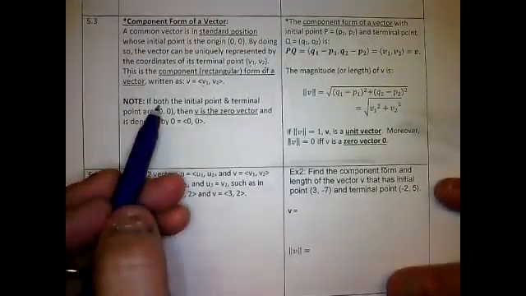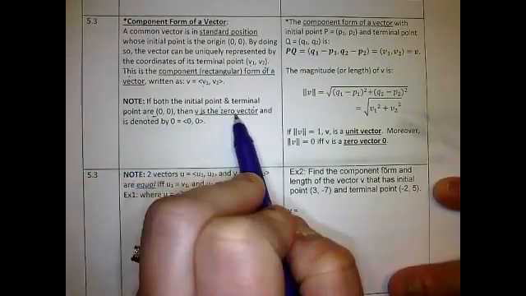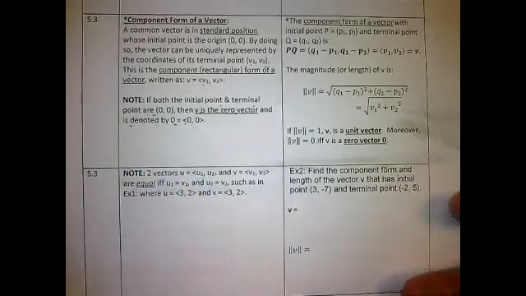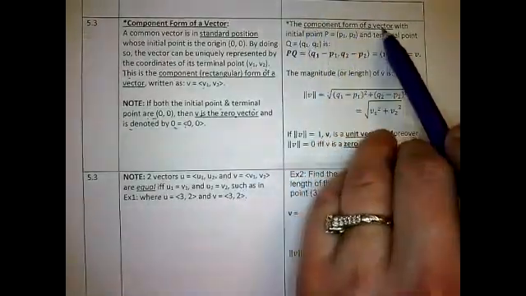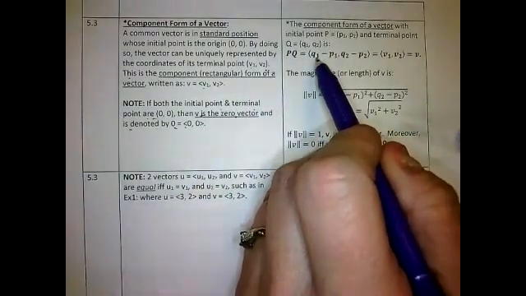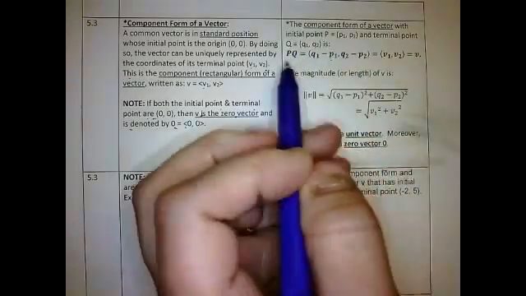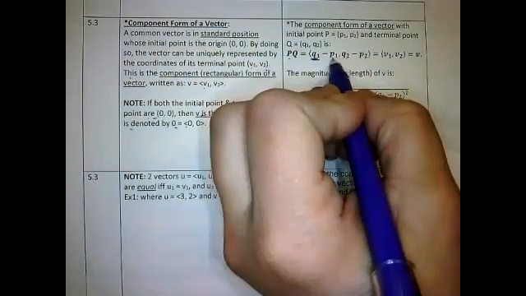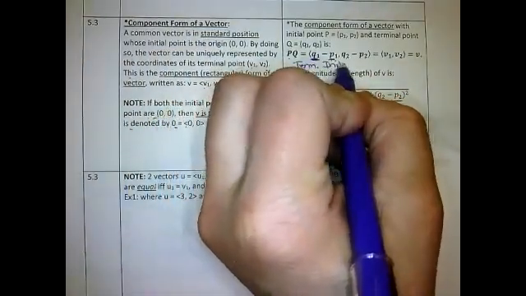Okay. So if both the initial point and the terminal point are 0, 0, then V is called a zero vector, and it's denoted by 0 equals, and it's just going to be 0, 0 because that is its end point. Okay, so once again, the component form of the vector, just like we did on that previous problem, we're going to take our x's and subtract them. We're going to take our y's and subtract them. And it's always the terminal point, okay, minus our initial. So last point minus our starting point.